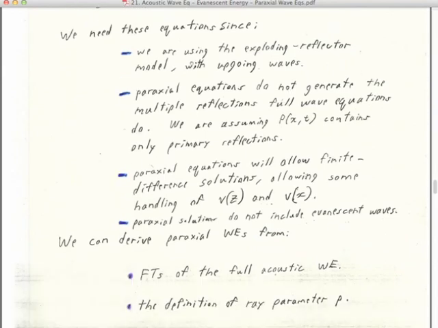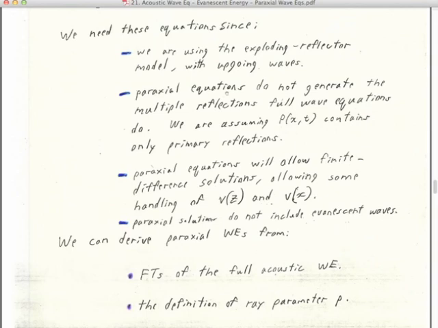We're going to find them useful, because first they're simpler than the full wave equation, and easier to find finite difference solutions for. So we'll teach ourselves the finite difference solutions first with a relatively easy case. We're using the exploding reflector model also, and it's only got upgoing waves. So it matches our assumptions pretty darn well.